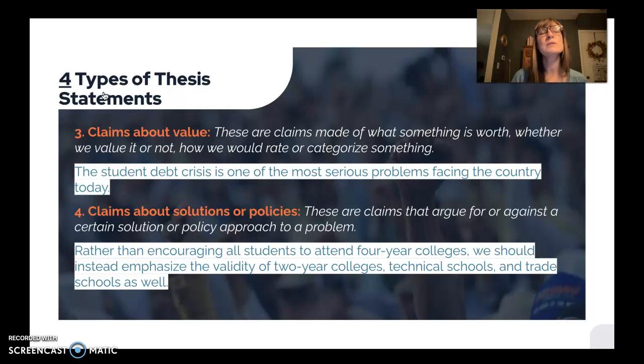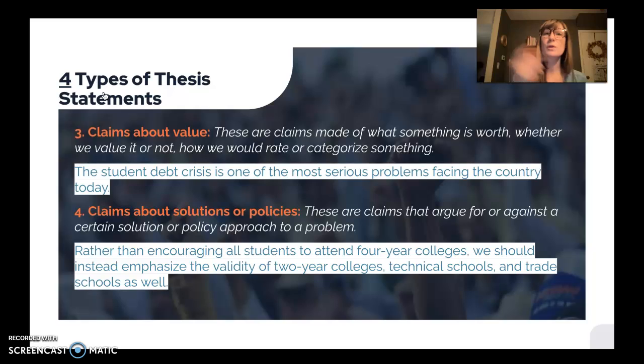All right, now our third thesis statement is a claim about value. For example, the student debt crisis is one of the most serious problems facing the country today. Well, as we all know, there's a lot of serious problems facing our country, but this thesis statement model takes the position that their topic is incredibly important and therefore worthy of their attention. They're then going to spend their speech proving to you why it is such a serious issue and why they should care about it.